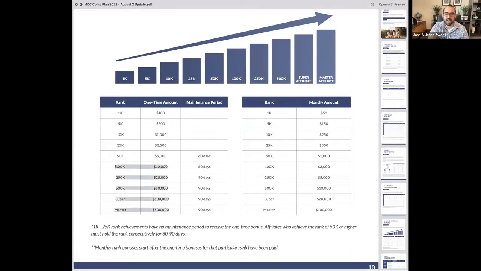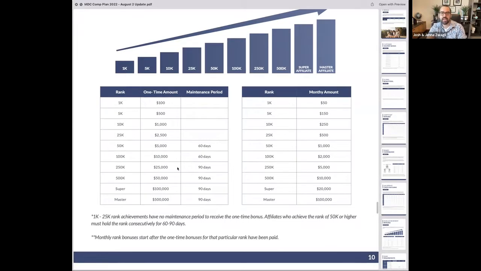At 100K, 60-day maintenance, they get 10,000. At 250K, this is when it starts the 90-day maintenance.